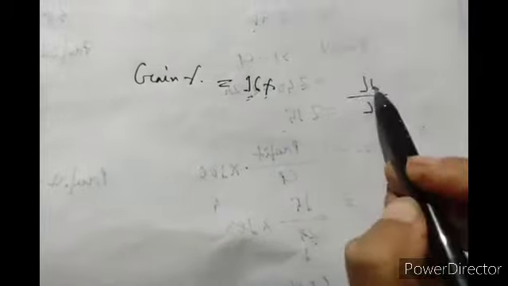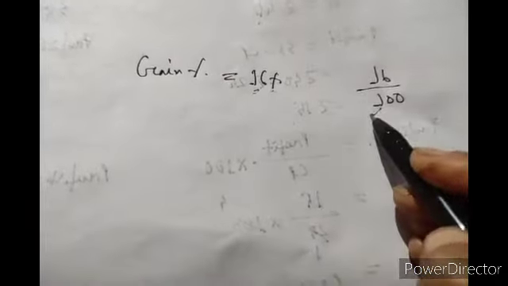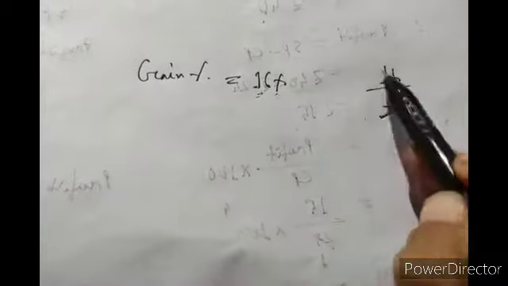16% means 16 by 100. Out of 100, 16. That means if cost price was 100, out of 100, profit is 16. If cost price is 100, profit is 16.